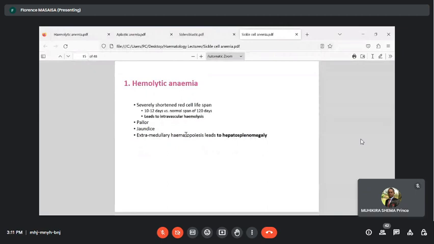By hemolytic anemia, we have shortening of the red cell lifespan below 120 days, which leads to intravascular hemolysis. The patient will present features of hemolysis such as pallor. They have accelerated metabolism because of chronic activation of the bone marrow, and the bone marrow is not able to keep up for a long time. That's why the liver and the spleen will also take over to produce the cells. So the patient may have hepatosplenomegaly.